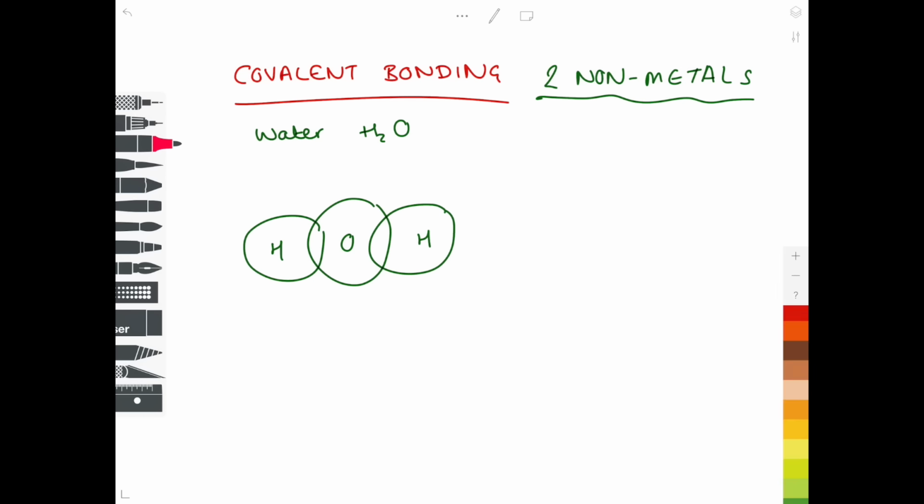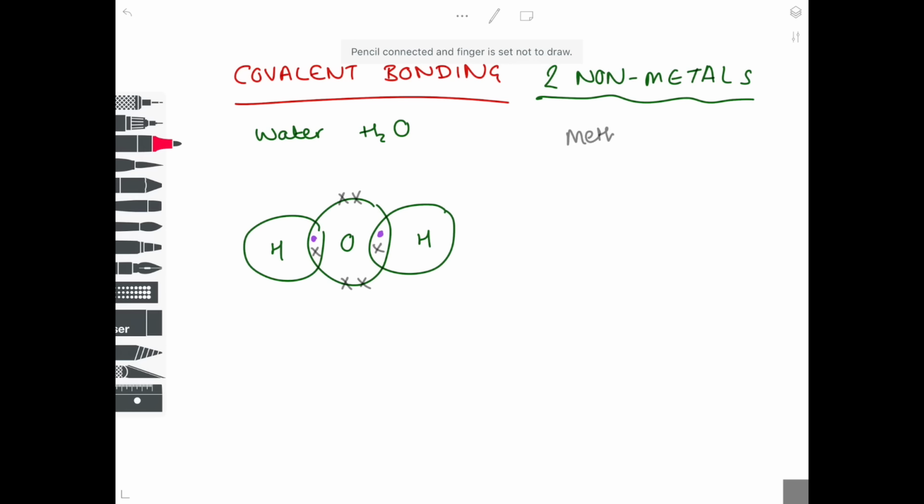So hydrogen has 1 electron in its outer shell. Oxygen has 6. 4, 5, 6. And now double check and see that they're both full. Oxygen now has 8 electrons in its outer shell. Hydrogen only has 2, but that's fine because remember the first shell only needs 2 to become full. So that is now a perfectly completed covalent bonding diagram.